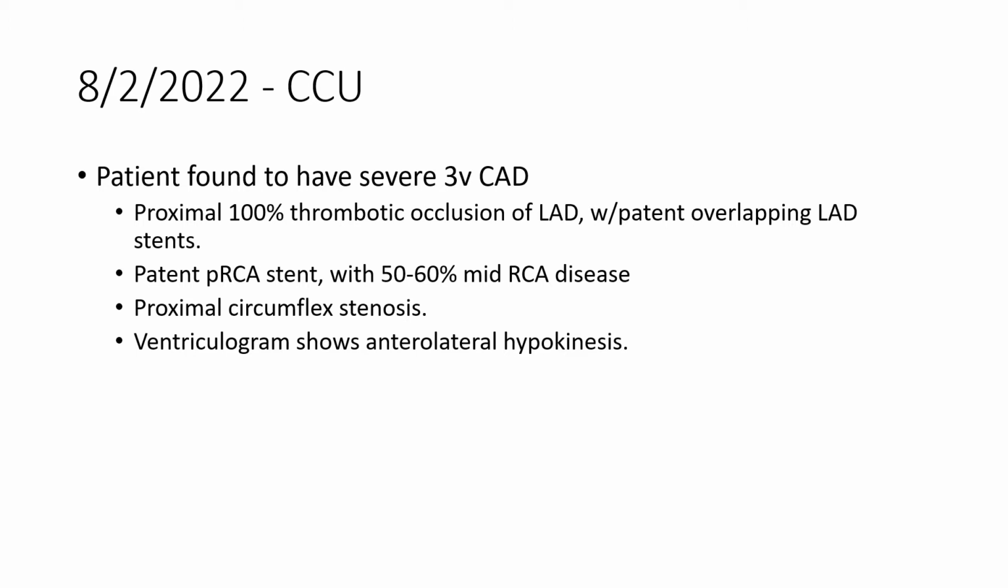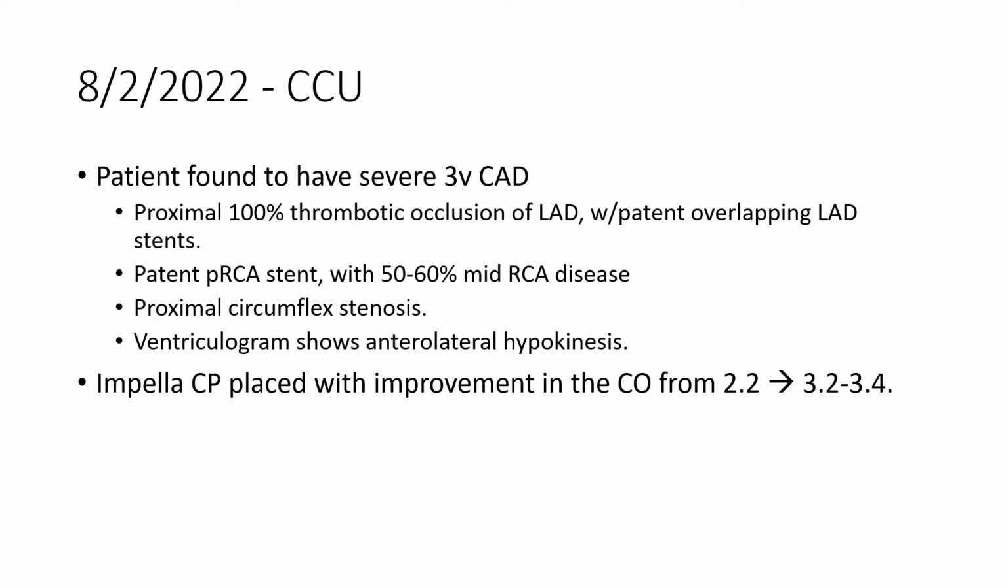She had approximately 100% thrombotic occlusion of her LAD. She had patent overlapping LAD stents. Her stent in the proximal RCA was patent as well, with some mild mid disease. In the circumflex, she had a stenosis, and the ventriculogram showed anterolateral hypokinesis. An Impella CP was placed with improvement in the cardiac output from 2.2 up to 3.2 to 3.4. And so Impella is, again, something we're going to talk about as we discuss cardiogenic shock as well.